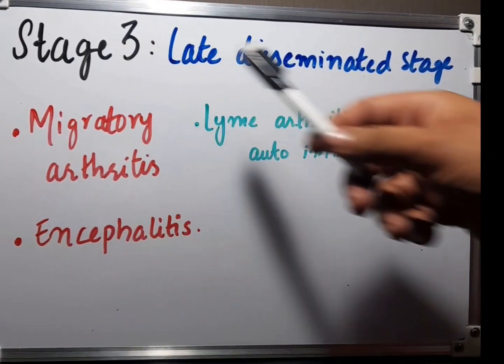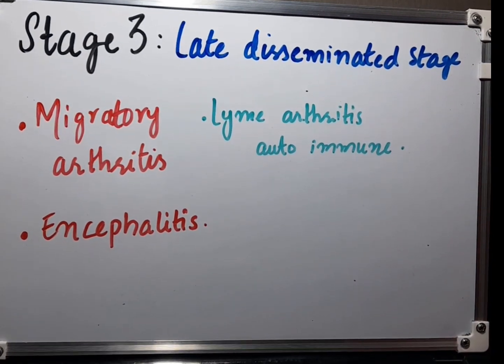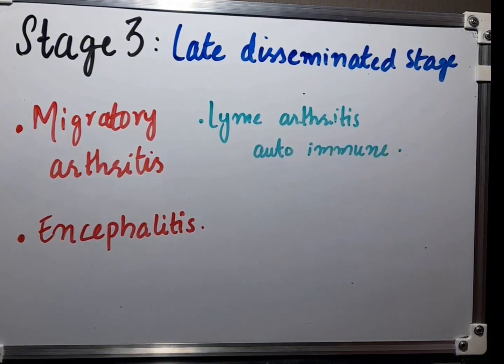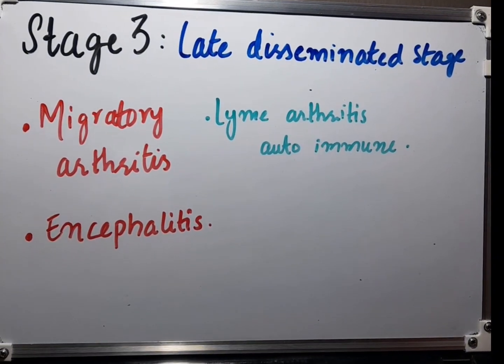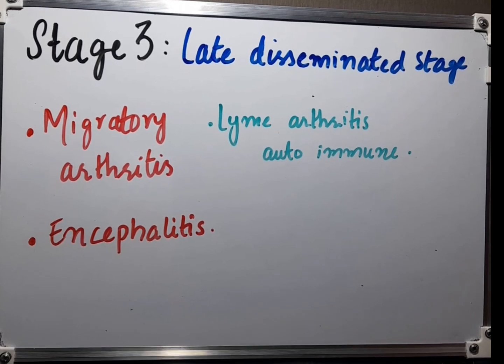The stage 3 of Lyme disease, the late disseminated stage. The two important manifestations are migratory arthritis, the joint pain which moves from one joint to another joint, and encephalitis can also be seen in stage 3.